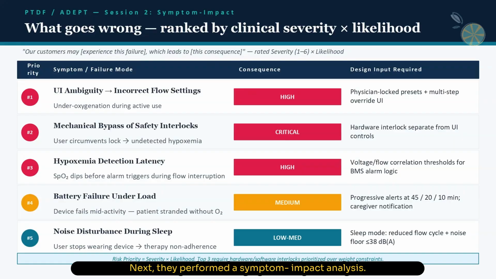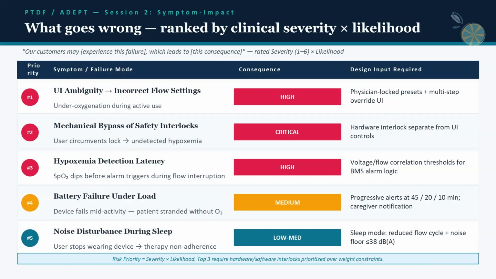Next, they performed a symptom-impact analysis. The frame for the analysis is what goes wrong, rated by severity. And the design inputs aren't just "prevent this from happening," they address what drives the failure to occur or what makes the consequence worse when it does.